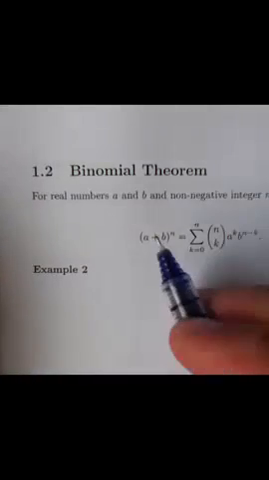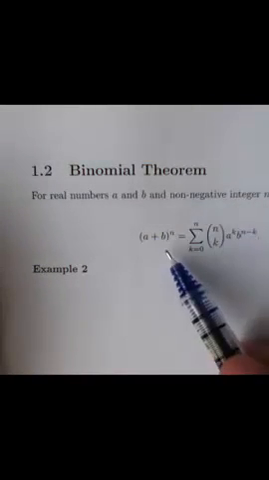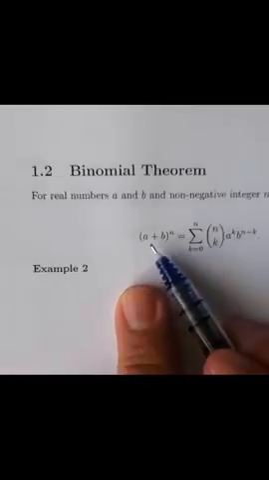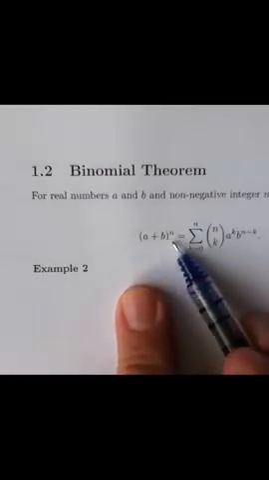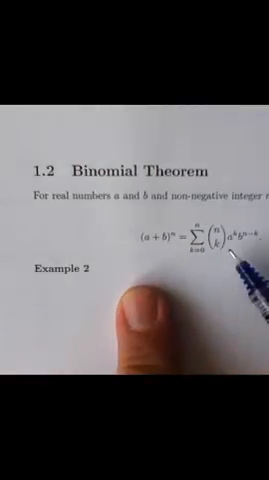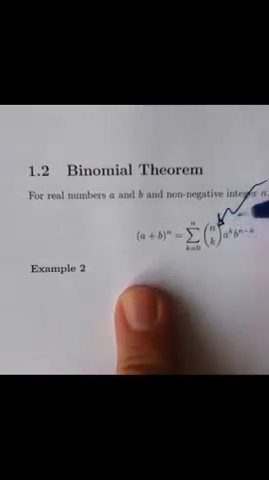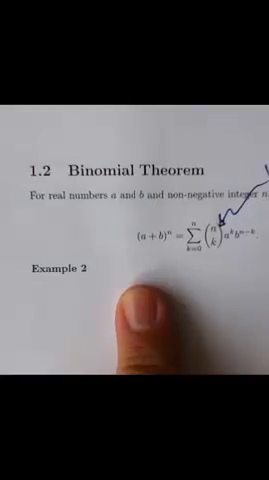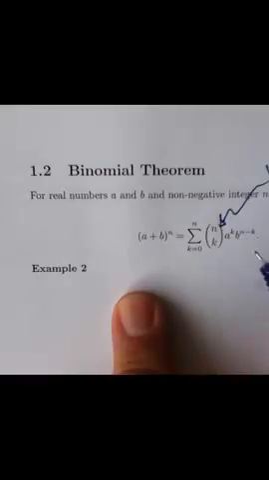For real numbers a and b and a non-negative integer n, it turns out you can express the sum of a and b raised to the nth power as this sum right here. The sum from k equals 0 up to n of n choose k. So this is that n choose k coefficient, sometimes called the binomial coefficient, because they're the coefficients in the binomial expansion of this guy. a to the k, b to the n minus k.